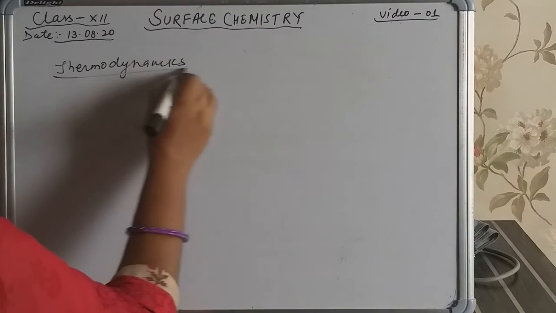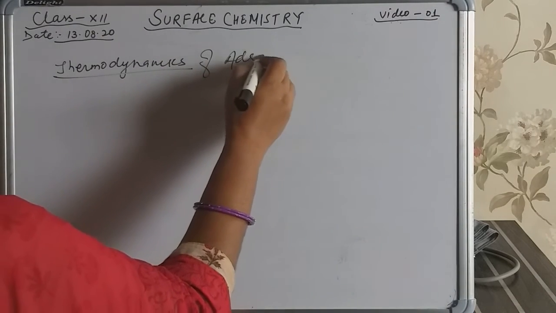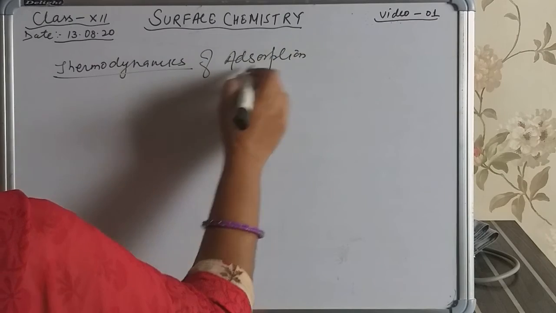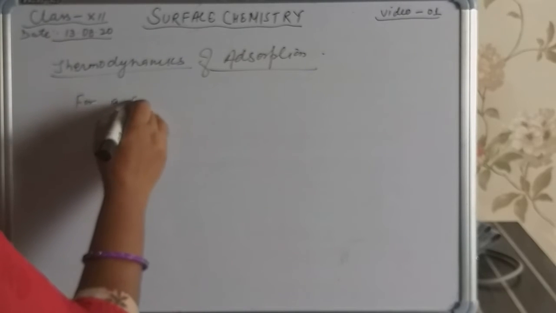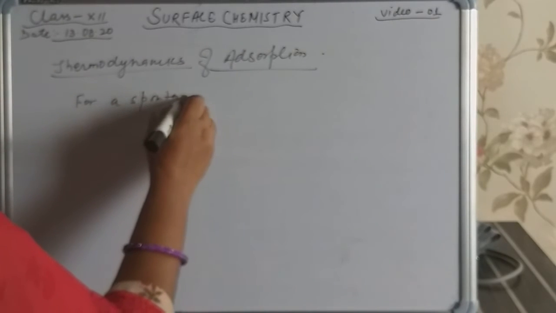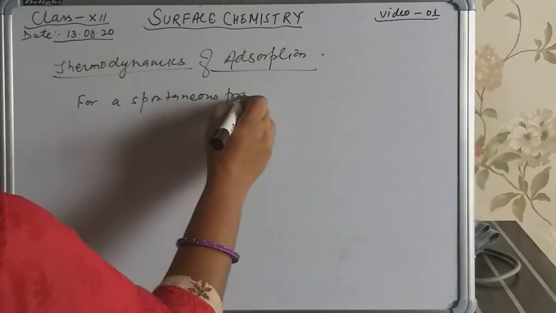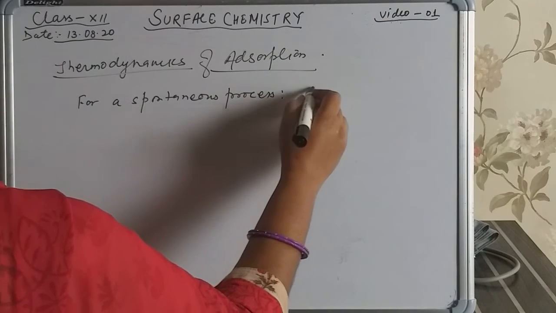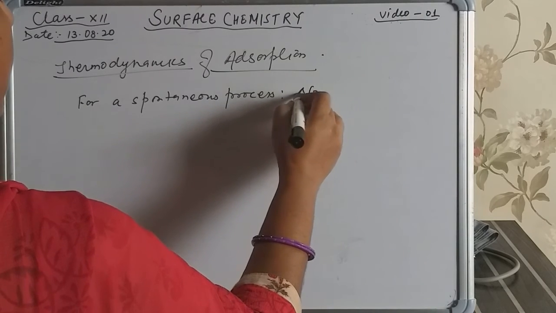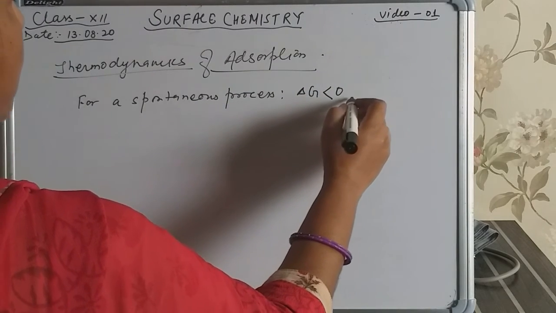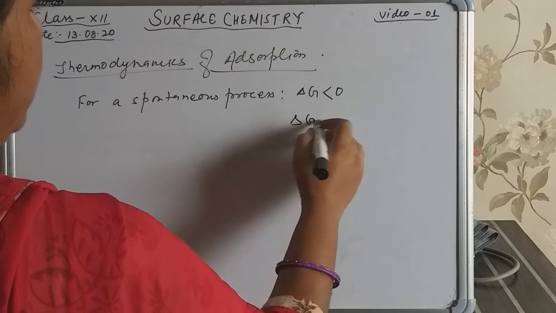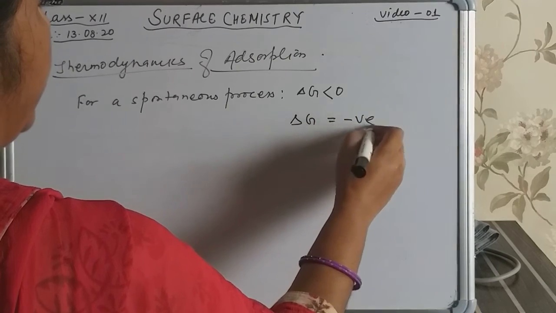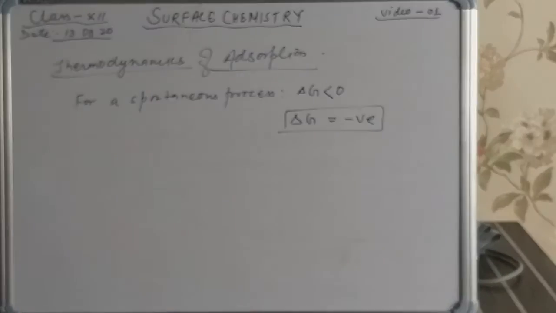Thermodynamics of adsorption. For a spontaneous process, we all know that the change in Gibbs energy should be less than 0, or we can say that the change in Gibbs energy should be negative.